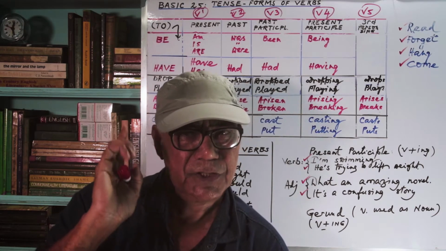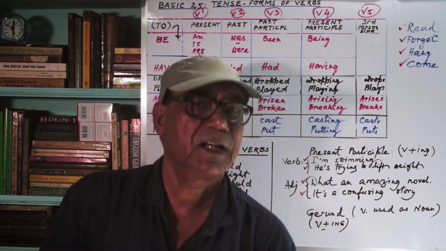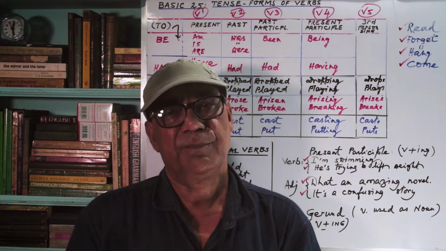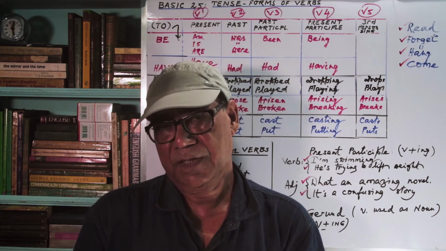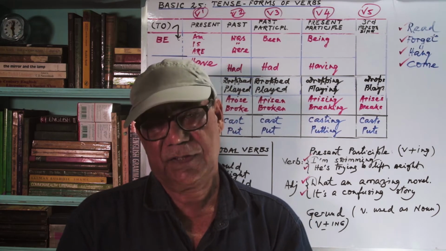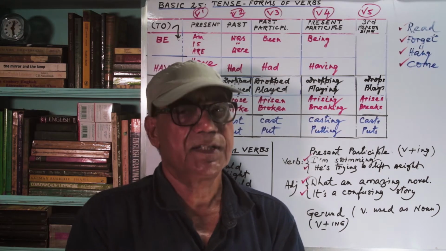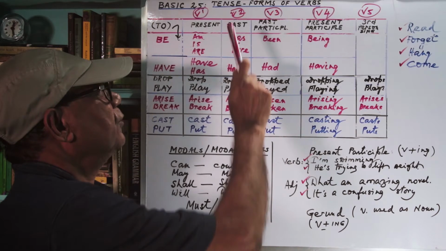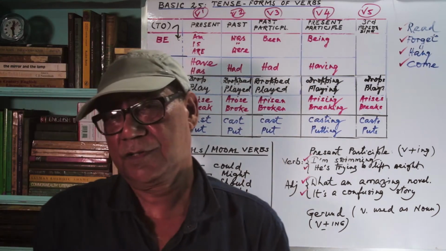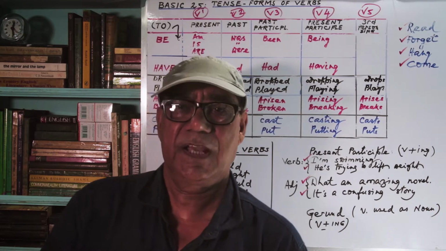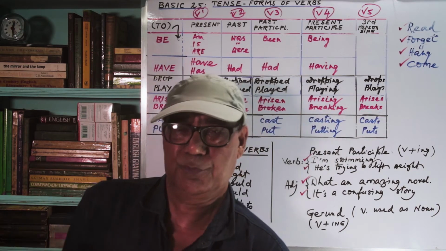Today this is session 25 of the Basic English course. Actually, I had a plan to discuss present perfect tense today. But while preparing for that, I found that it was necessary to discuss a little bit about forms of verbs. That means a verb may have many forms.